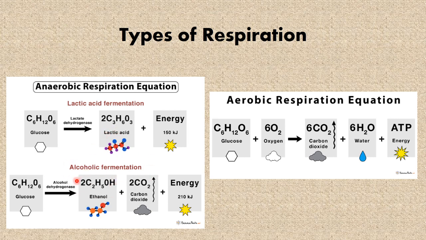But alcoholic fermentation usually happens in yeast. An example is yeast, in which glucose is broken down to form ethanol, which is a form of alcohol, carbon dioxide, and energy. The carbon dioxide is given off, and ethanol is the product of alcoholic fermentation. It is another form of anaerobic respiration. But overall, in anaerobic respiration, we don't need oxygen for it to take place, but aerobic respiration requires oxygen.